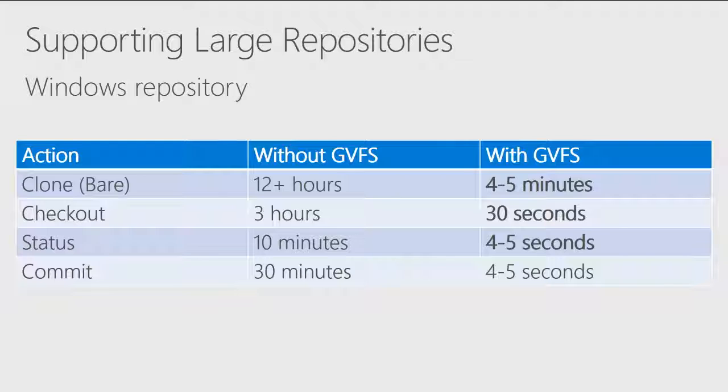Without GVFS, it took 12 hours to clone. Now it takes minutes. And all of our working with Git functionality, checkout, status, commit, most of them take just a few seconds, and some of them take up to 30 seconds. So that's really the game changer that allows Windows to use Git.